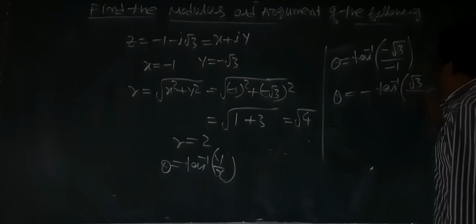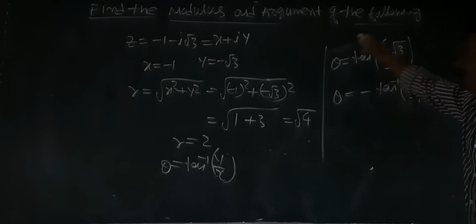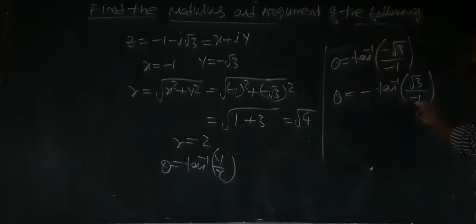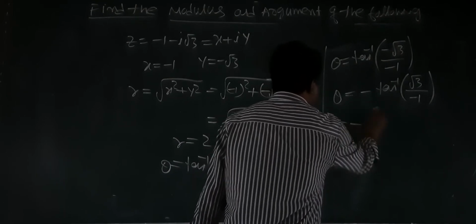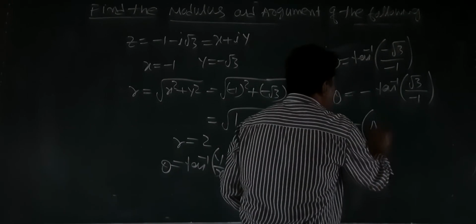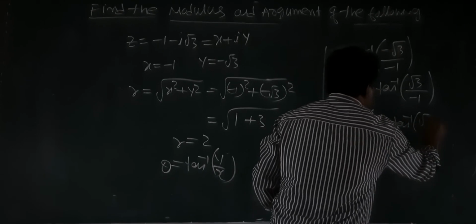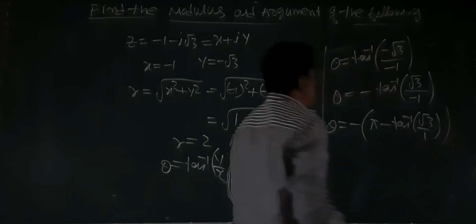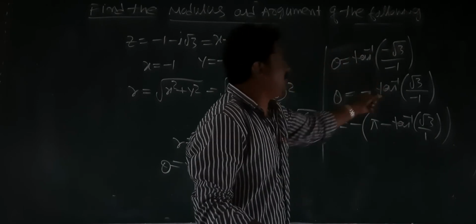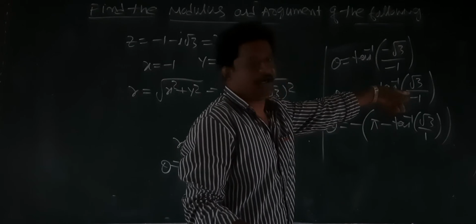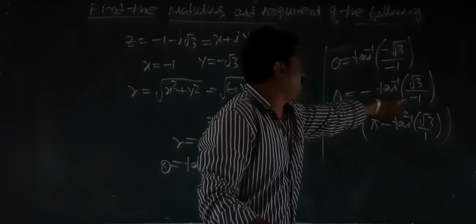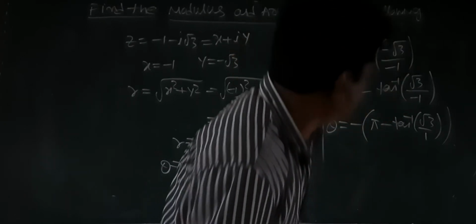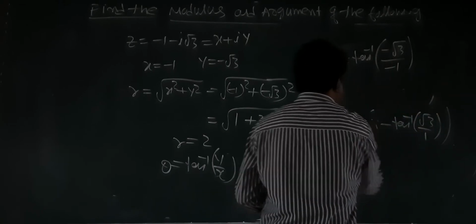So root 3 by minus 1. I have put the numerator minus outside. The denominator minus remains, now I am going to use pi minus. What should be used for the denominator minus? Use pi minus. So theta equals minus of pi minus tan inverse root 3 by 1. Put the numerator minus outside, and for the denominator minus use pi minus. It is fine to do it at a time directly. Or you can write directly.